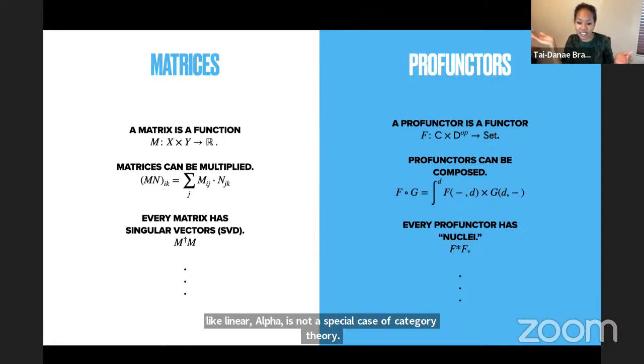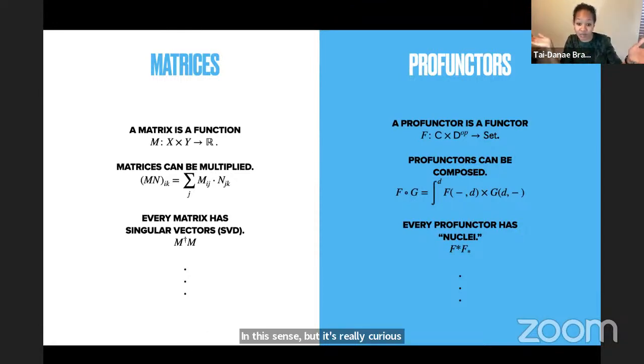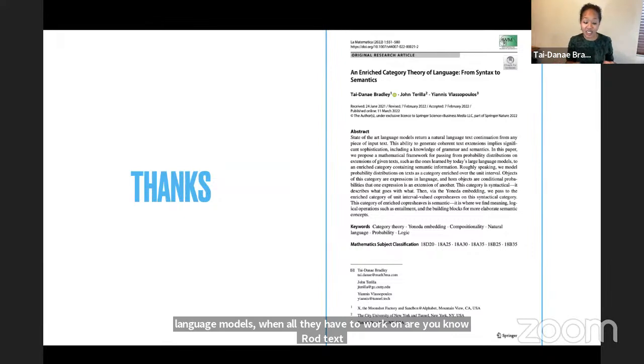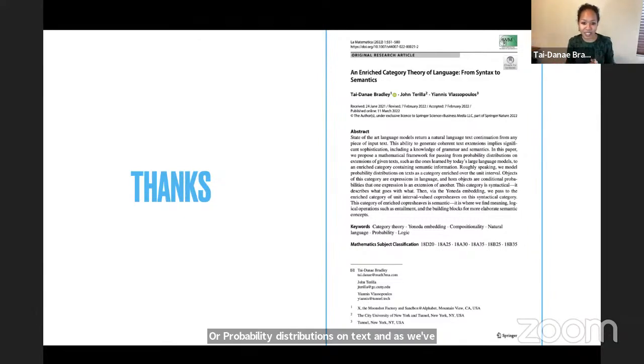But it's really curious that you can do things in linear algebra that we know and love, and that analogous constructions also happen in category theory. So why did I say that? Because I think that analogy is encouraging that category theory can be a very natural and beneficial environment in which to understand maybe what's going on with large language models, when all they have to work on are raw text or probability distributions on text. And as we've seen, you can get quite far, at least from a mathematical perspective.